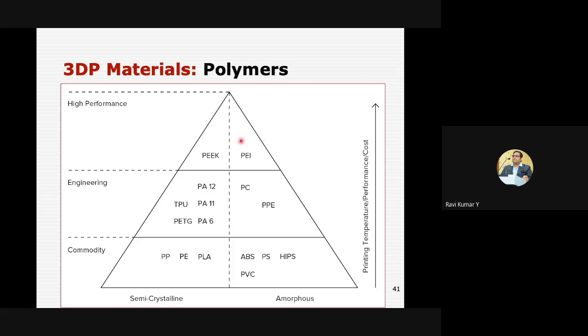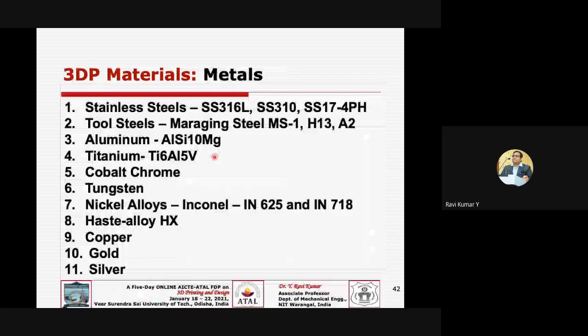So then polymers, maybe thermoplastics. Under thermoplastic, again semi-crystalline or amorphous, you have plenty of options, maybe PLA, ABS in the case of amorphous, and you may have nylon 6, 11, 12, PC, PPE, PEEK or PEI for high performance lightweighting materials. These are the options, and typically you may have metals like stainless steel.